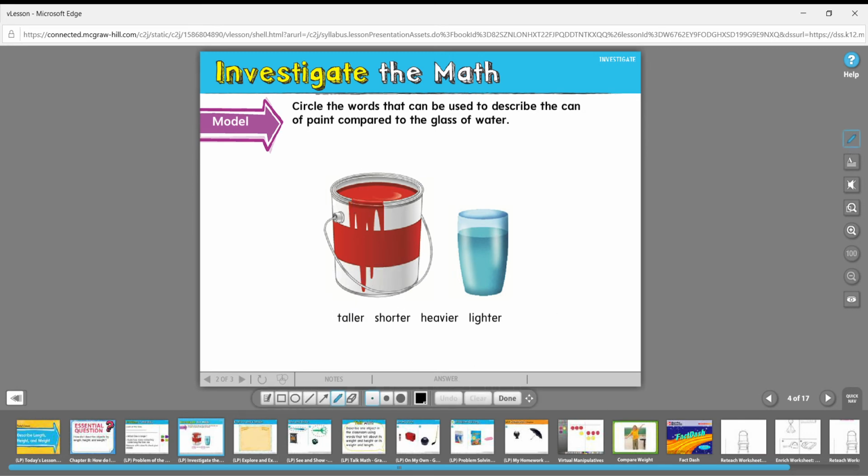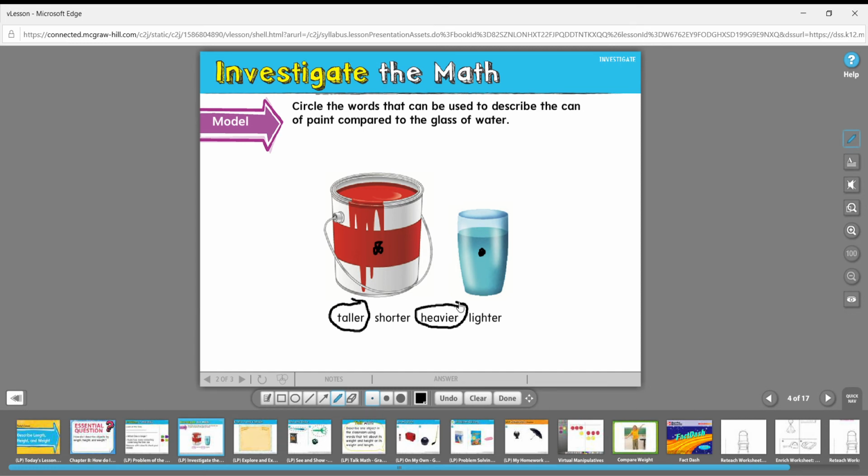Now circle the words that can be used to describe a can of paint compared to a glass of water. So is this can of paint taller or shorter than the glass of water? Right, it's taller, so we can circle the word taller. Is this can of paint heavier or lighter than the glass of water? If you picked it up, would it be heavier or lighter? Well, I've picked up a big can of paint before, and I can tell you it's really heavy. So my guess is it would be heavier than a glass of water.